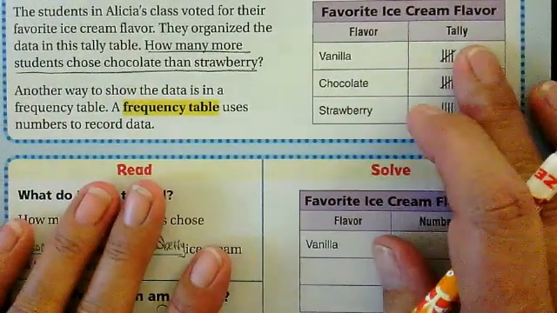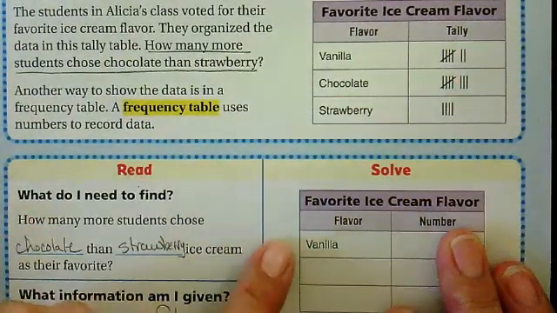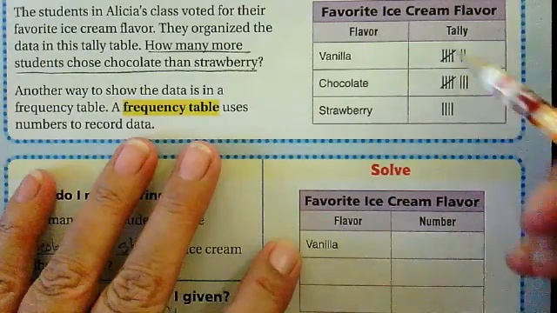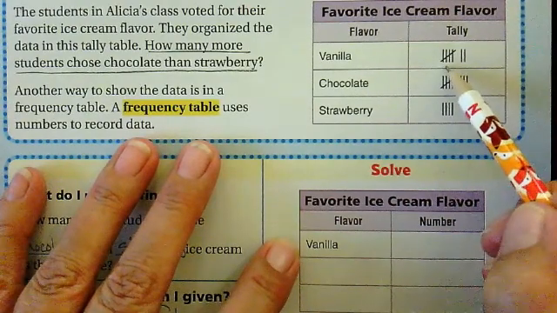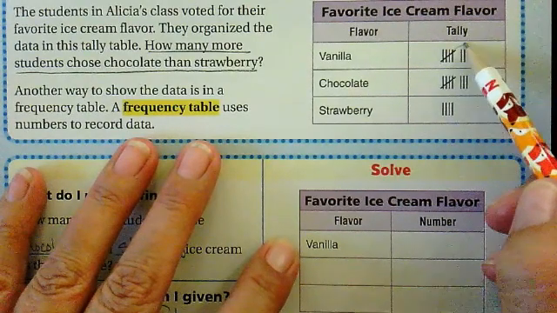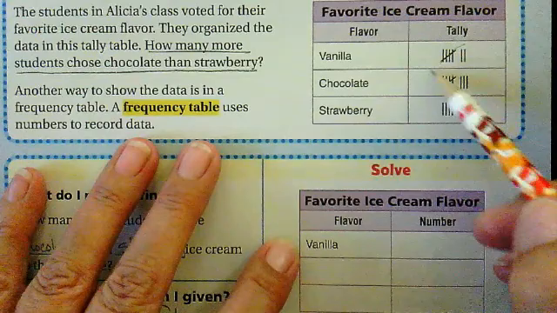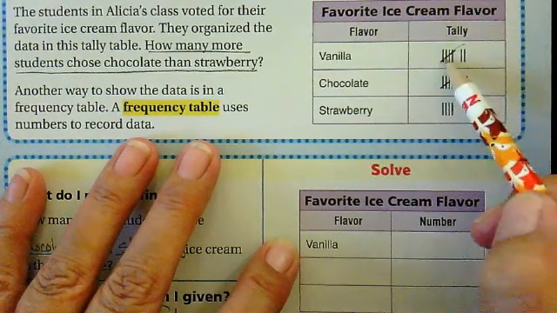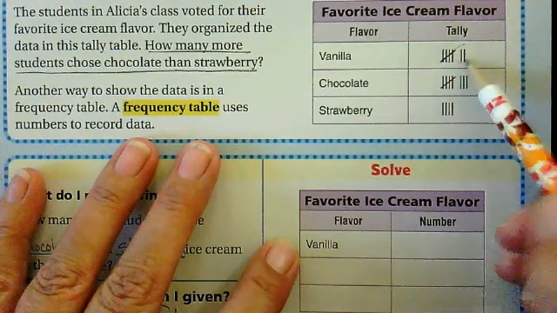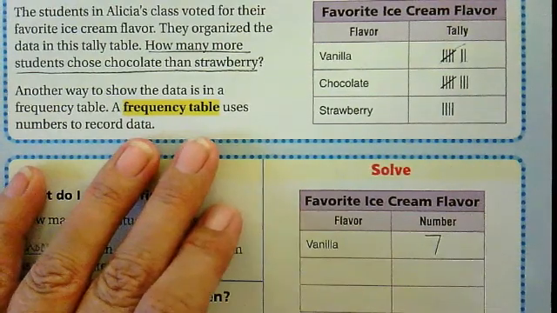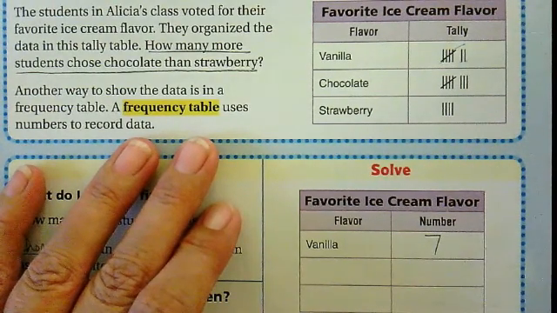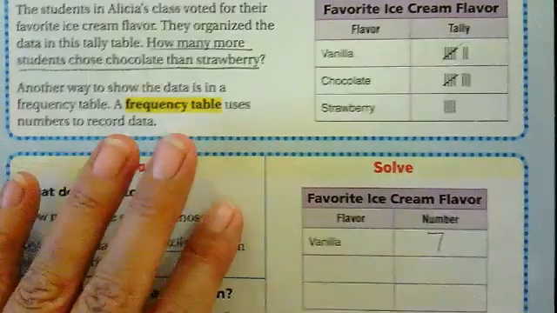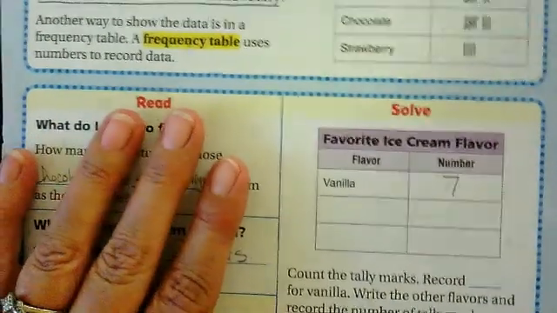Okie doke. So let's look at these two tables. We're going to convert tally marks into numbers. They've already written the word vanilla for us, so let's practice there. When I look at tally marks, if it has a line going through it like that, that means there's 5. So I don't even have to count those. I just know it's 5. So 5, 6, 7. I have 7 kids that like vanilla ice cream.